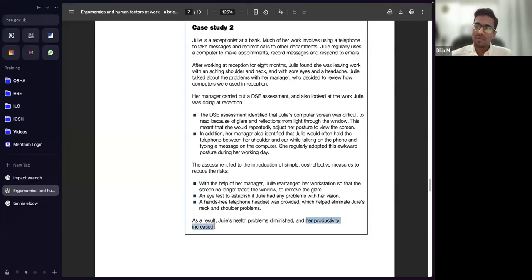So this is something that should be used as a justification for the management on why these controls must be implemented. Apart from the health and safety issues to be addressed, it also benefits the organizations in terms of the financial and the productivity improvement.